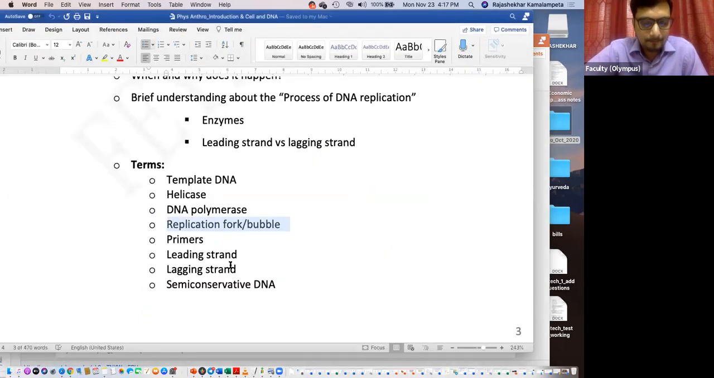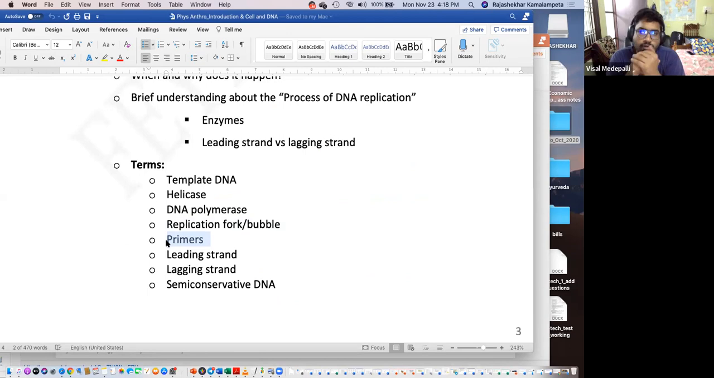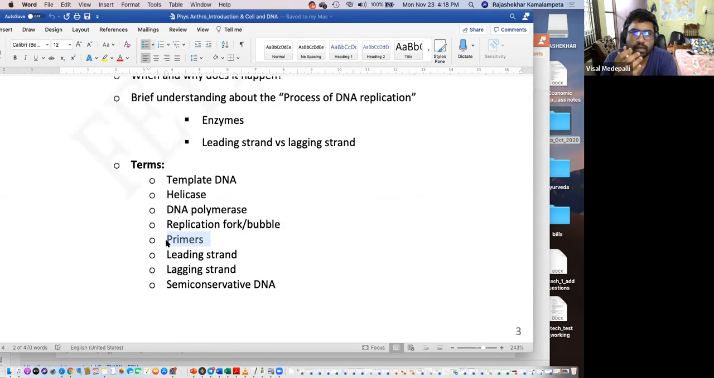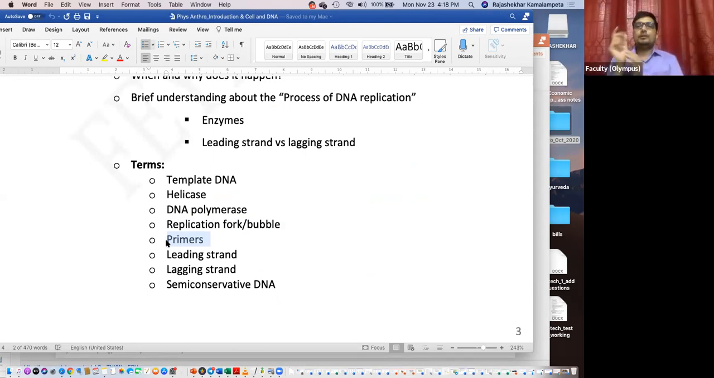Primers. Can you give me a short sentence on primers? It is made up of pieces of RNA by the enzyme called primase. Correct. So these are complementary nucleotides.